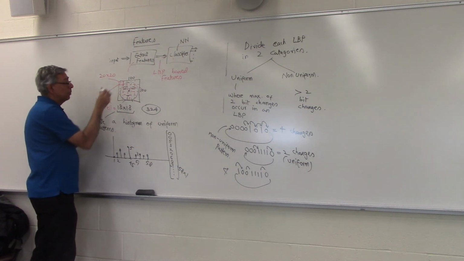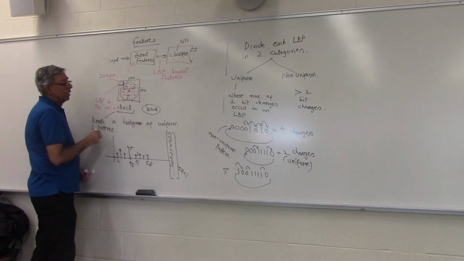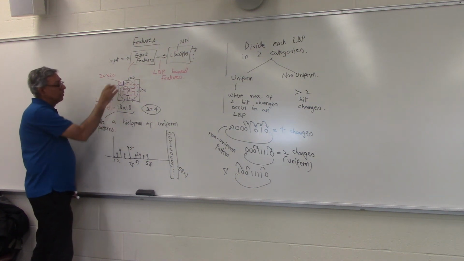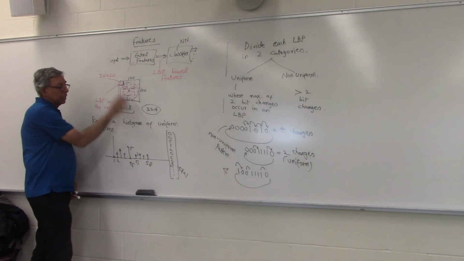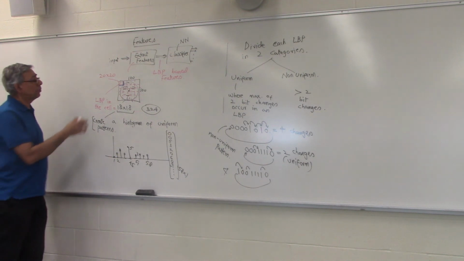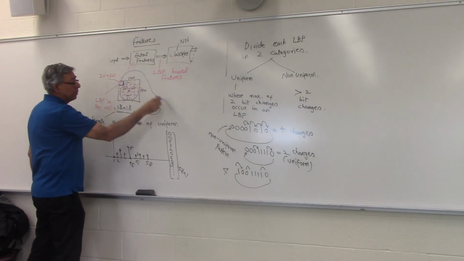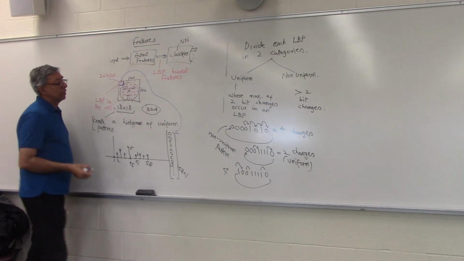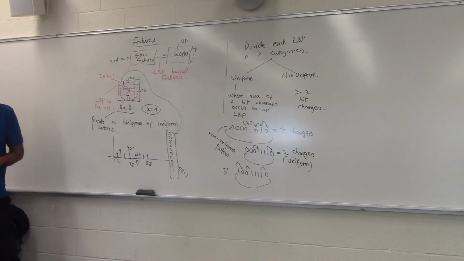Each 20 by 20 cell, we will create a histogram, then represent the histogram as a vector. So each 20 by 20 will be represented by what? One array of 58 numbers, right?